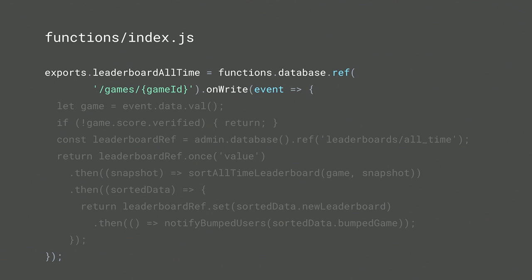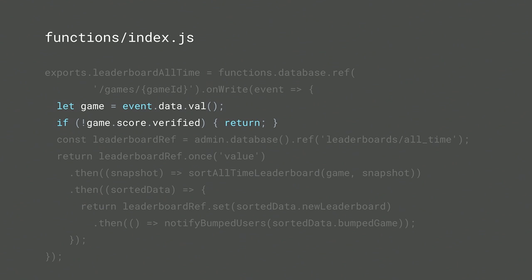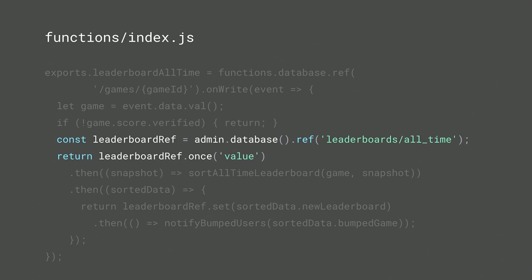Next, we check to see if the game score is verified by Chris's function earlier. If not, we just short circuit right there in the function. Following that, we actually have to go grab the all-time leaderboard so that we know what games were played before, and we can compare those.